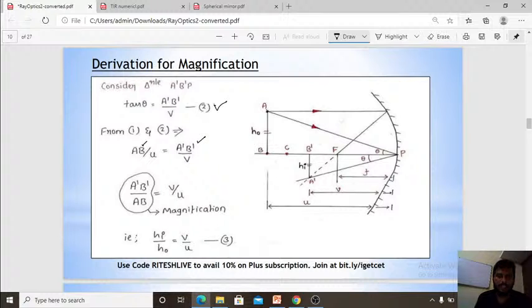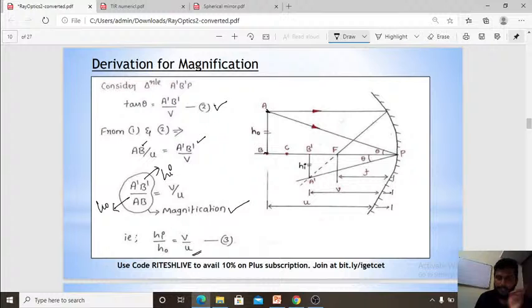Now tell me, AB is nothing but H naught, and A dash B dash is nothing but HI. That is nothing but magnification. So the magnification relation I got is HI over H naught equal to V over U. This is the equation, but we are not over it.